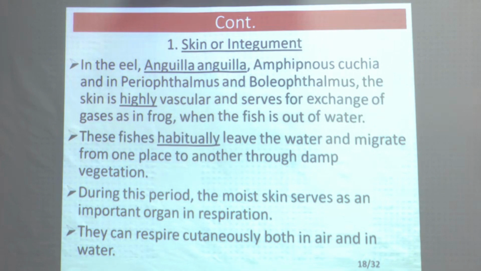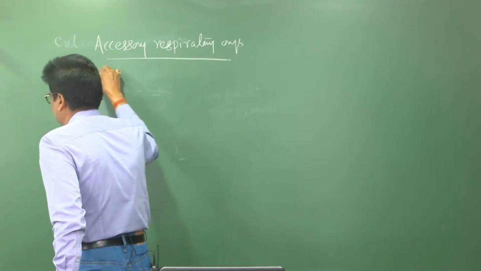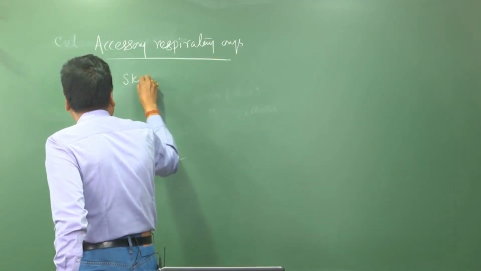Now we shall see what are the additional structures, or what are the accessory respiratory organs found in fishes. I shall discuss one by one which are the accessory respiratory organs. The first one is skin or integument.